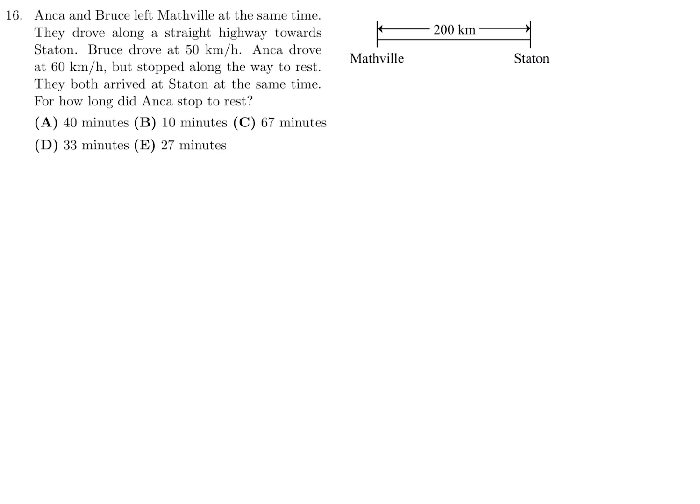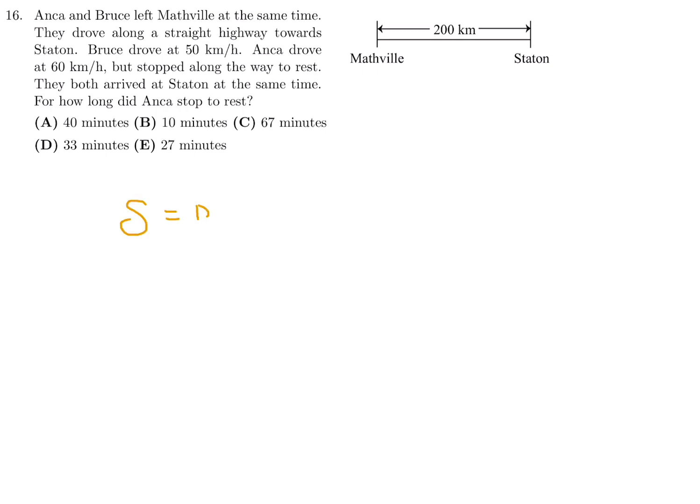Anka and Bruce left Mathville at the same time. They drove along a straight highway towards Staten. Bruce drove at 50 kilometers an hour. Anka drove at 60 kilometers an hour, but stopped along the way to rest. They both arrived at Staten at the same time. For how long did Anka stop to rest?